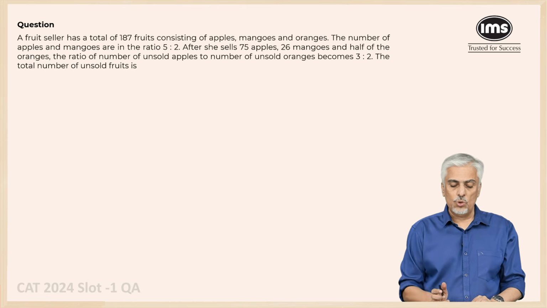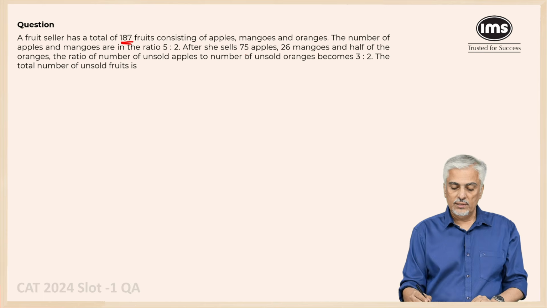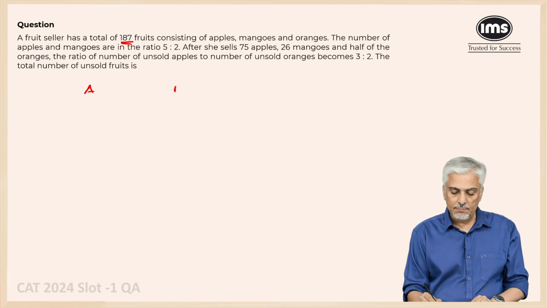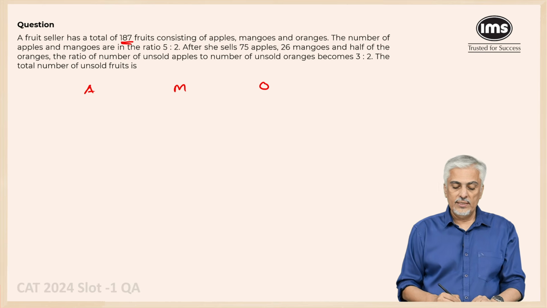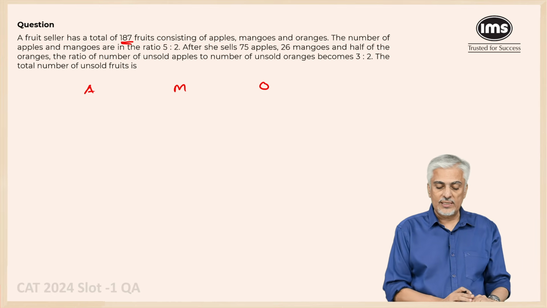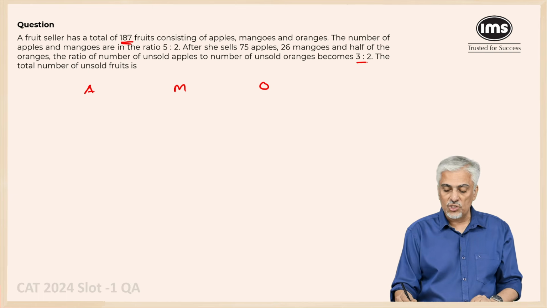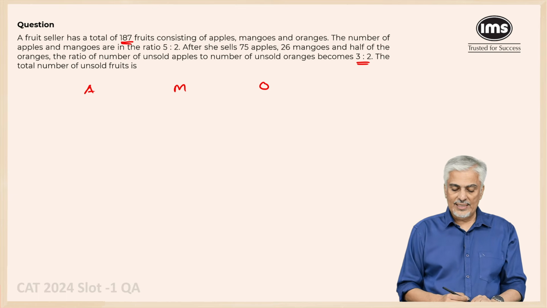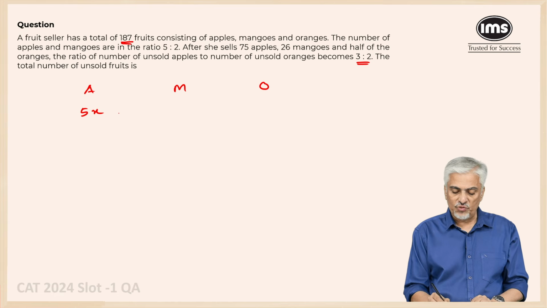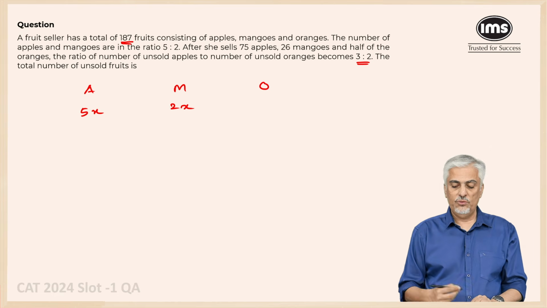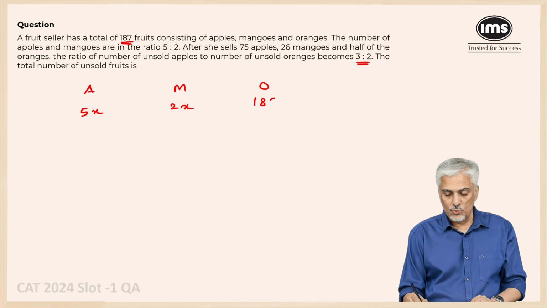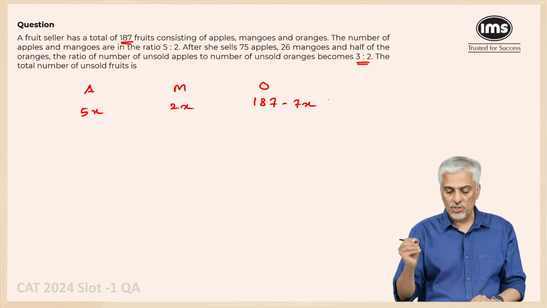A fruit seller had a total of 187 fruits, apples, mangoes and oranges. The number of apples and mangoes are in the ratio 5:2. After she sells 75 apples, 26 mangoes and half of the oranges, the ratio of the number of unsold apples to the number of unsold oranges becomes 3:2. Let's start. Suppose I start with apples as 5x and mangoes as 2x, 5:2. And this becomes 187 minus 7x oranges.